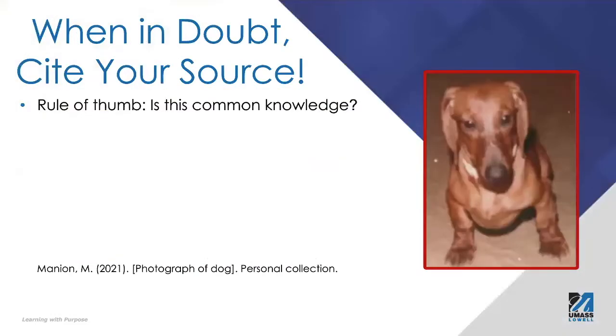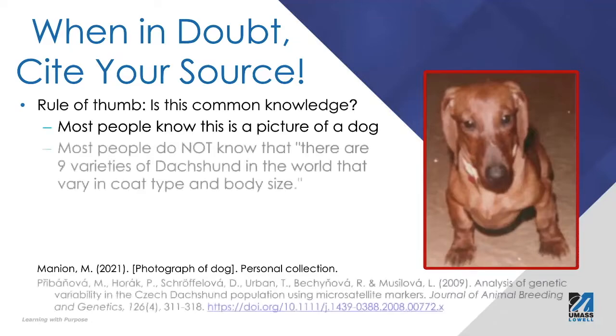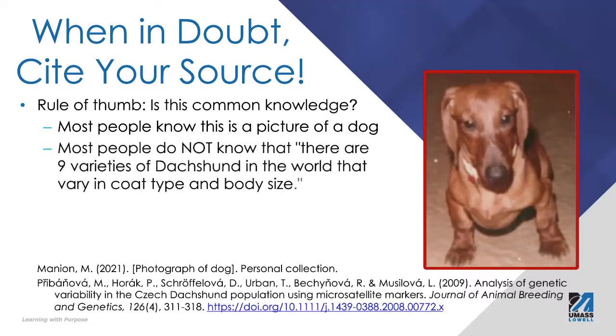The best way to avoid plagiarism is to cite your research on anything that wouldn't be common knowledge. Most people would know that the animal in this picture is a dog. However, most people would not know that there are 9 varieties of dachshunds in the world that vary in coat type and body size, so you need to cite that information. Professors want to see your thinking process, and using citation helps them to see how you connect related or contrasting information to make your case.